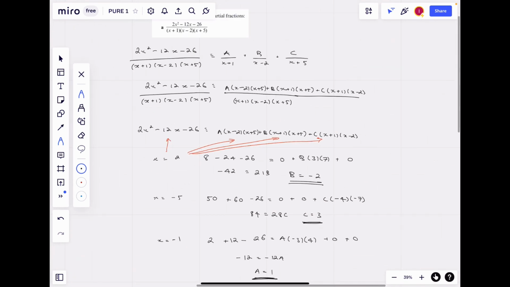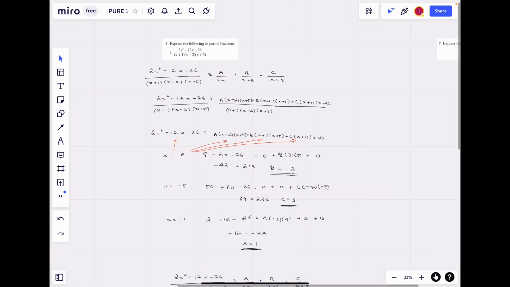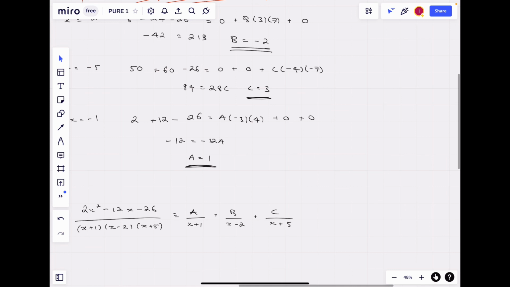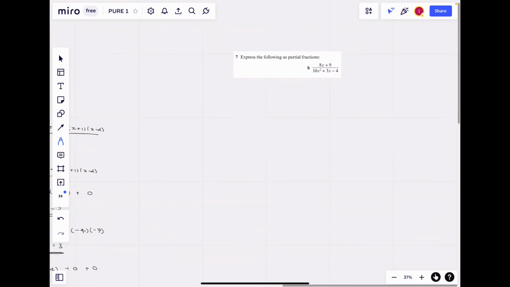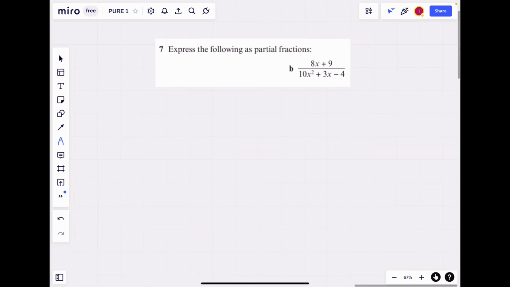So that means you take your partial fractions and you can now rewrite this as 1 over x plus 1, minus 2 over x minus 2, plus 3 over x plus 5. There you go. That is your final answer. Okay, hopefully that went well. One more I want you to try. Question 7, please.